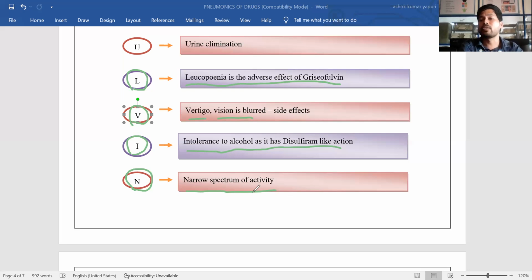But other antifungal antibiotics like amphotericin B are broad spectrum. It can show action on a number of fungal species. So Griseofulvin is narrow spectrum and amphotericin B is broad spectrum. So this is the letter mnemonic of Griseofulvin.